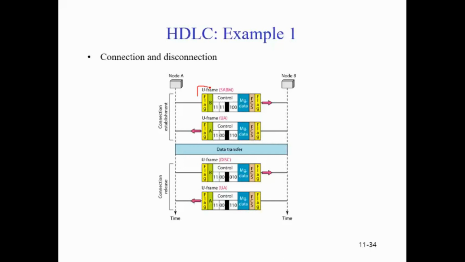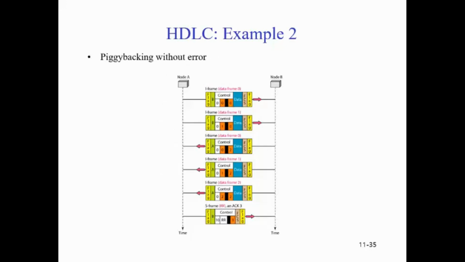Node A asks for connection with the set synchronous balance mode, SABM. Node B gives a positive response with an unnumbered acknowledgement, UA. After these 2 exchanges, data can be transferred between the 2 nodes as shown in the figure. Data transfer is here. After data transfer, node A sends a disconnect frame to release the connection. It is confirmed by node B responding with a UA, unnumbered acknowledgement.